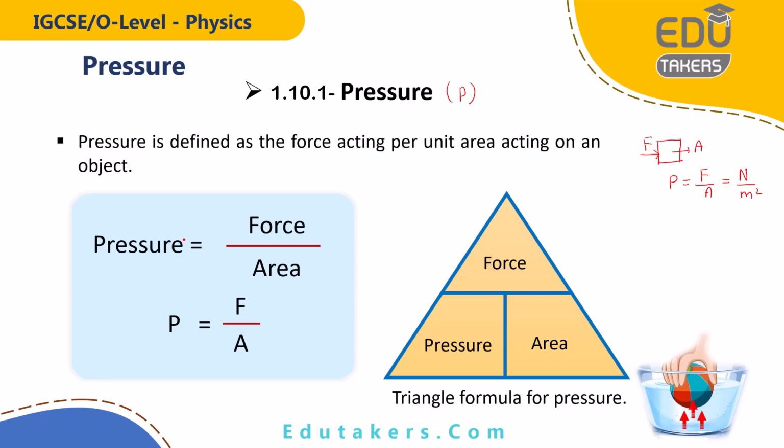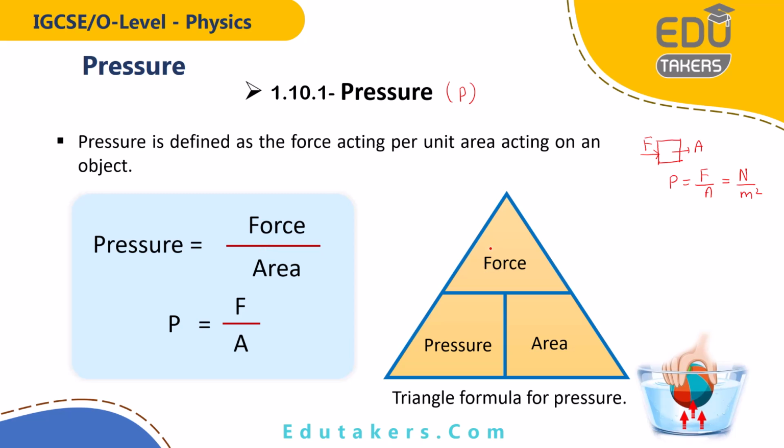So here the formula is given. Pressure is equals to force per unit area. The force is represented by F and the area is represented by A. And the pressure is represented by P. So P is equals to F over A. This formula is used to calculate the pressure if you know the values of the force and cross-section area.